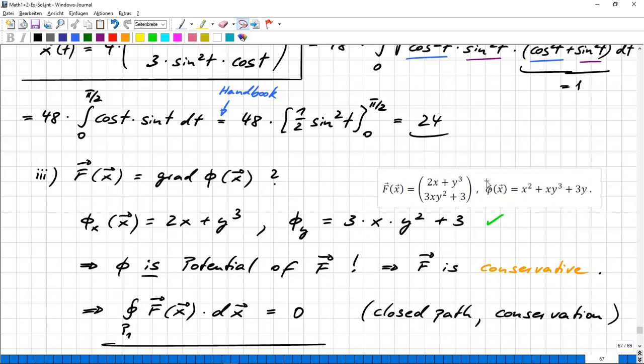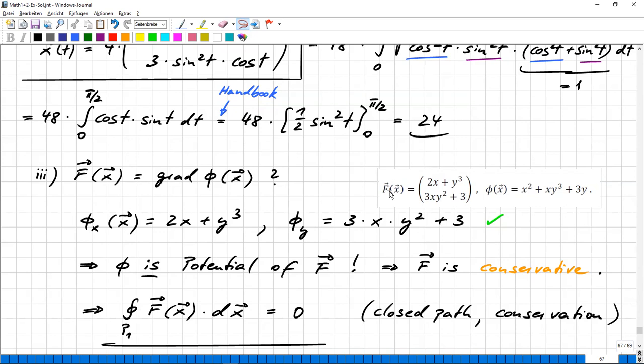We take the partial x derivative of the potential, then we take the partial y derivative, and then we just check whether these are identical to the first and second component of the vector field. If so, the vector field is the gradient of the potential phi. It's not only a gradient field, it's also conservative.